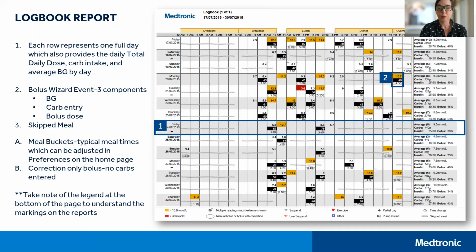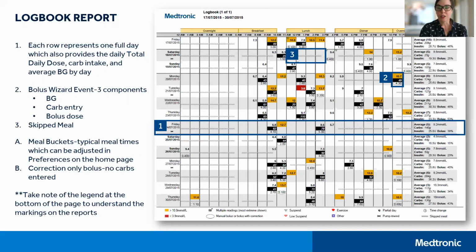Then you can see that this person entered 49 grams of carbohydrate and they received a total bolus dose of 4.3 units. This 4.3 units has a circle around it, and I'll just refer you to the legend at the bottom of the page, which indicates that it was either a manual bolus, in this case we know it was not, or a bolus dose that included a correction amount.